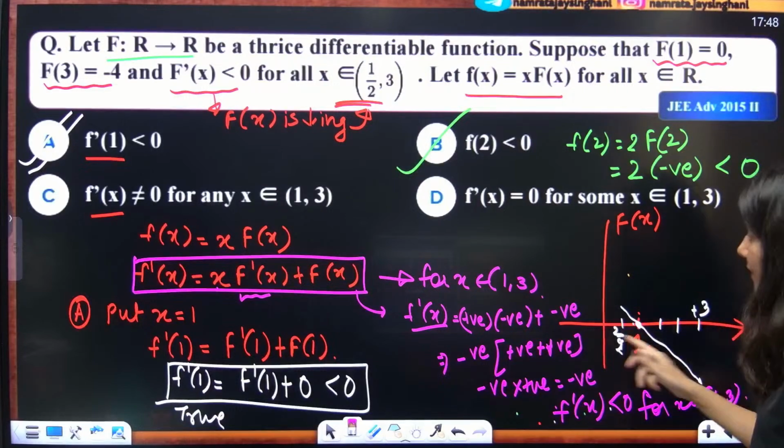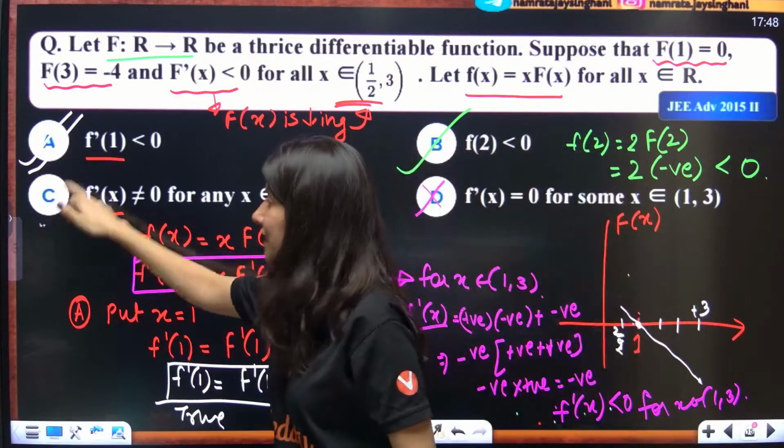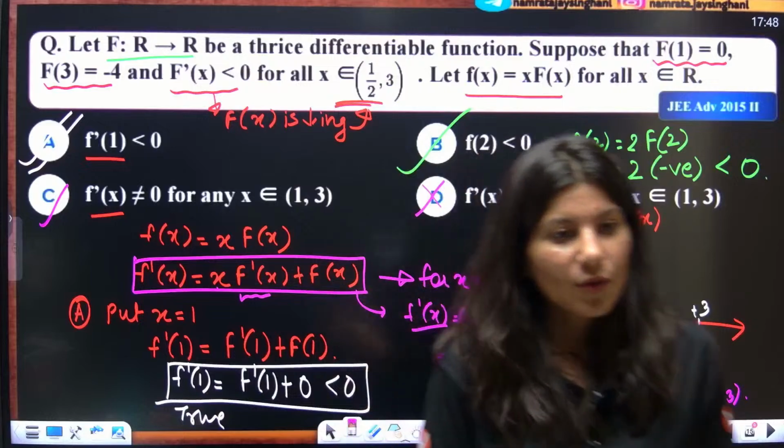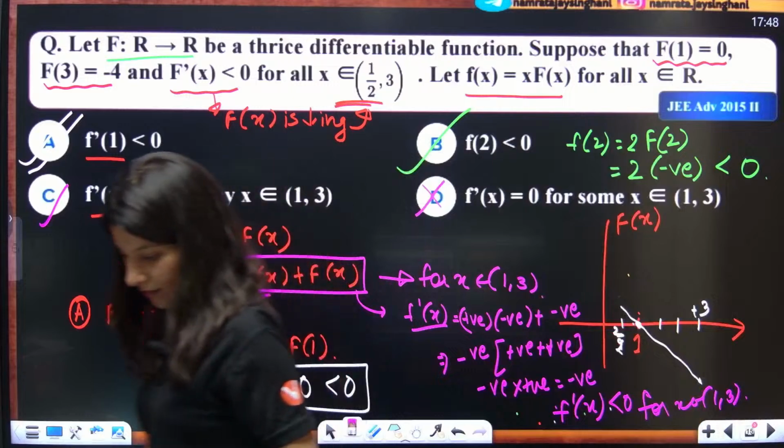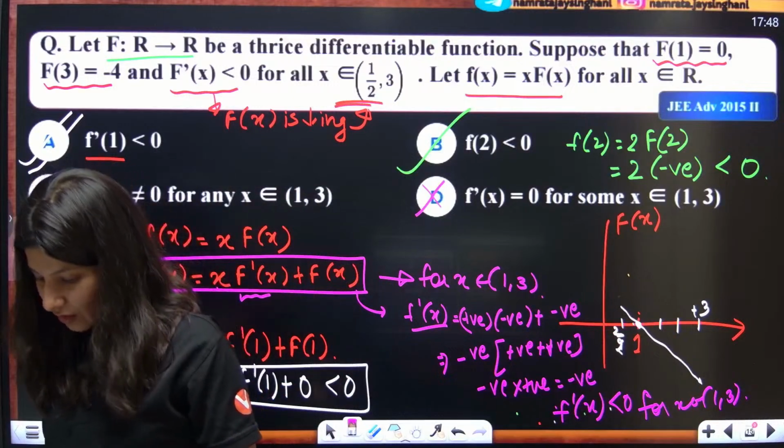So it can never be 0. So option D is wrong, but option C is right. Negative means what? Non-zero. So for this question, A, B, C are absolutely correct answers. Okay, getting it? Have a look. Let me know.